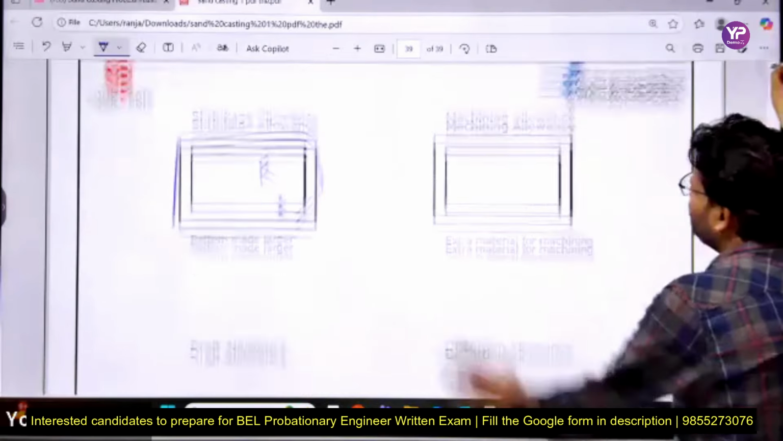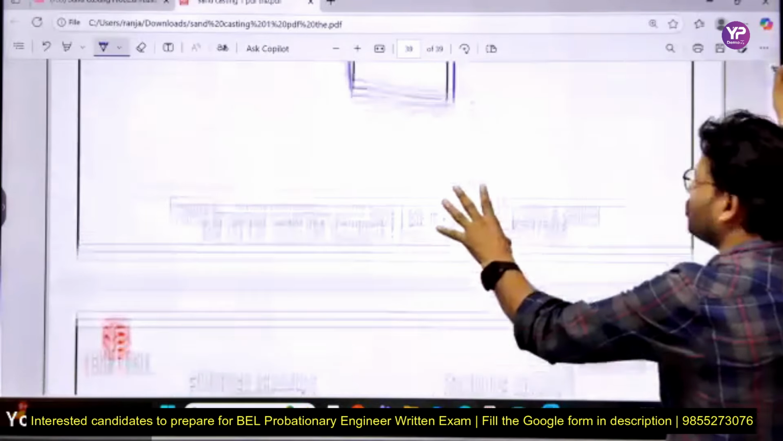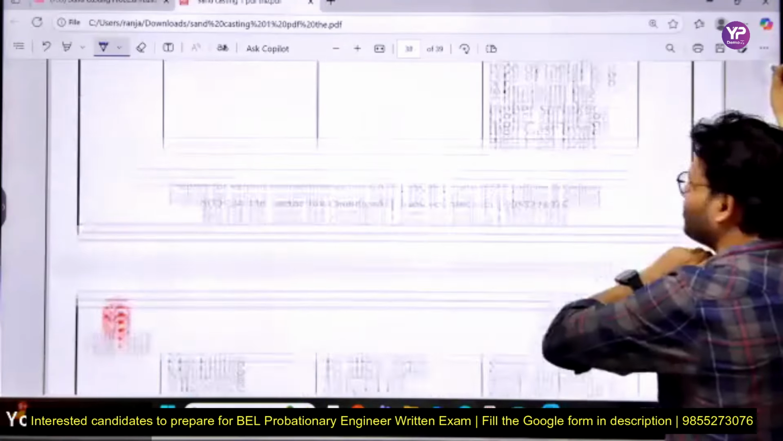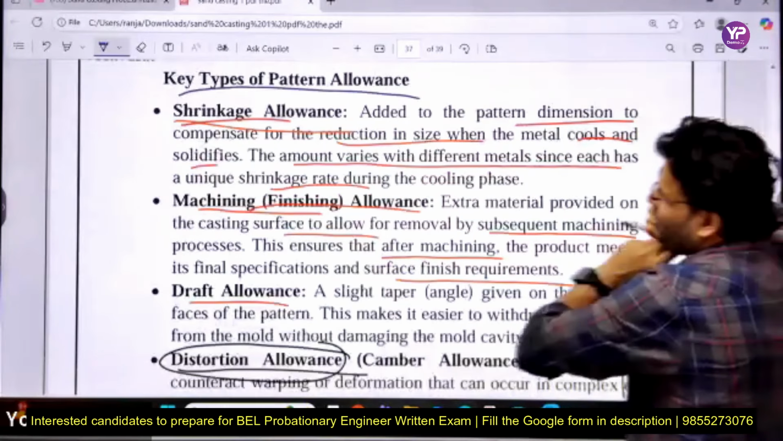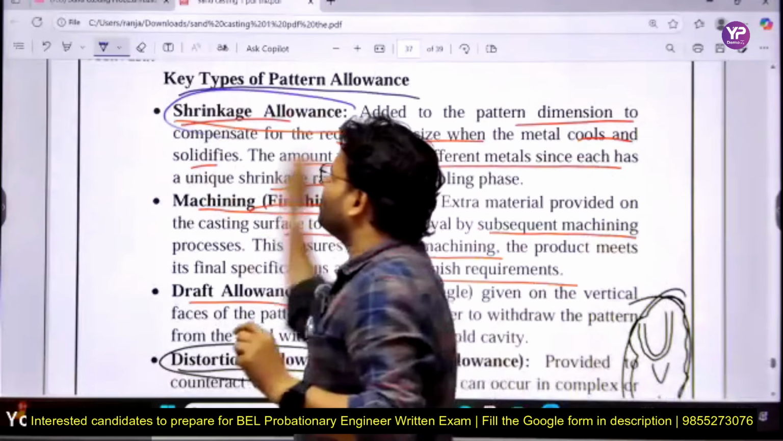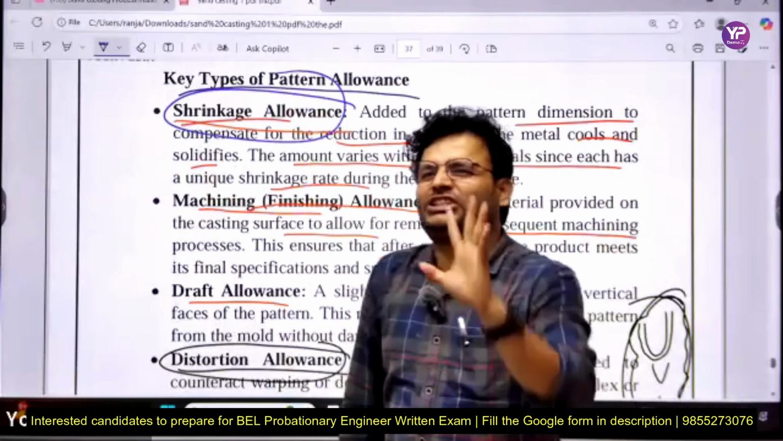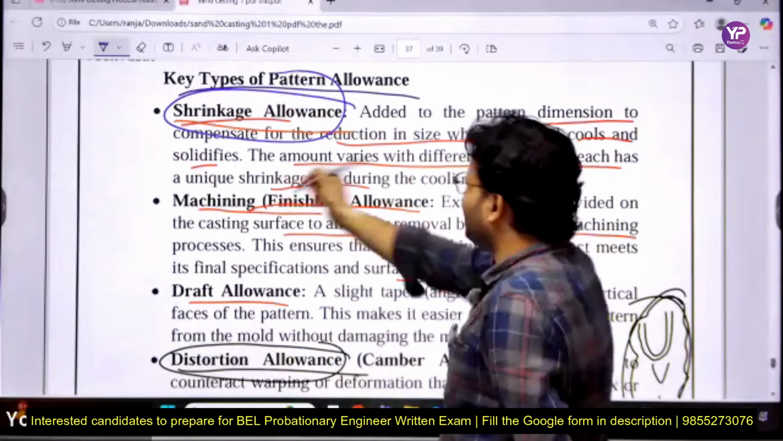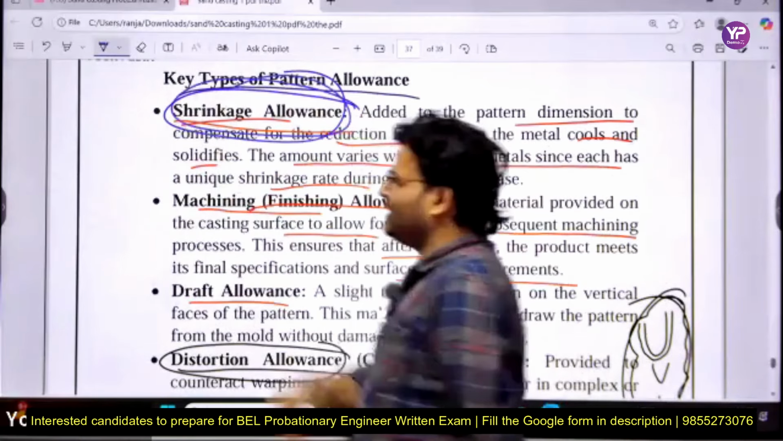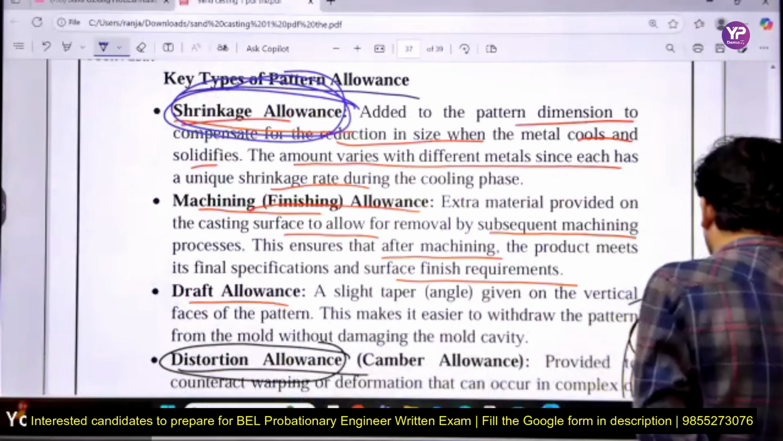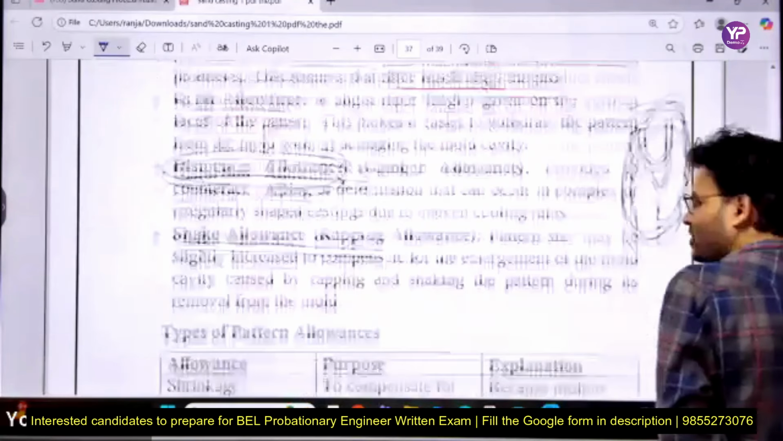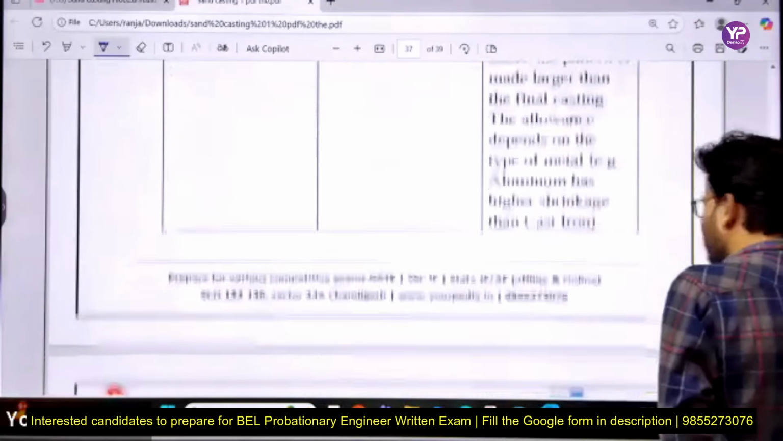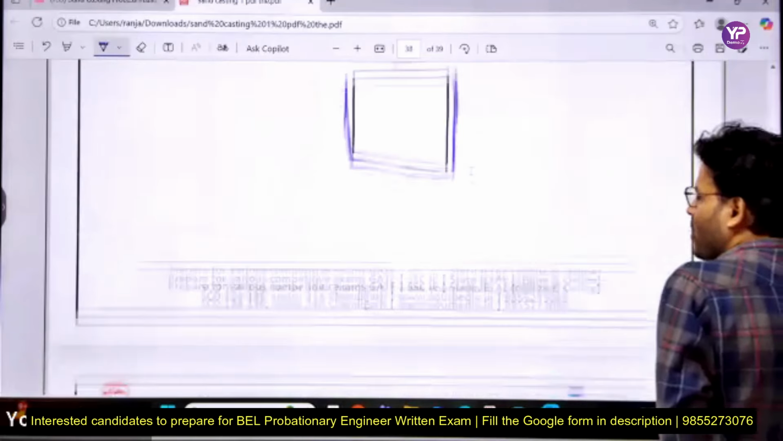One more thing I want to discuss here, then I will come to the question part, and then we'll discuss different types of pattern also. My dear friends, shrinkage allowance can take place in three stages. What three stages, sir? Please tell me. I am going to discuss a little bit more about the shrinkage allowance, even though it is not written there. A question is going to be asked on that concept also.